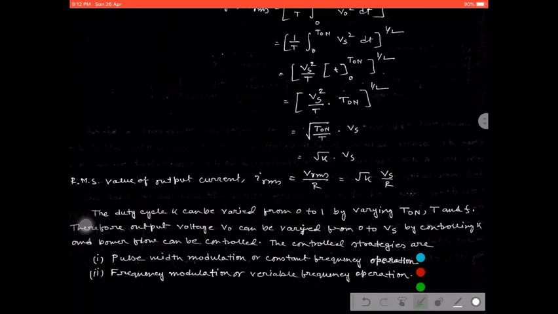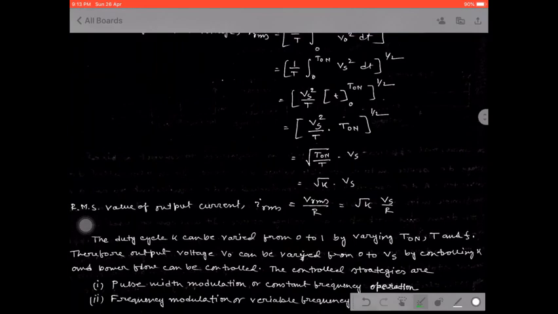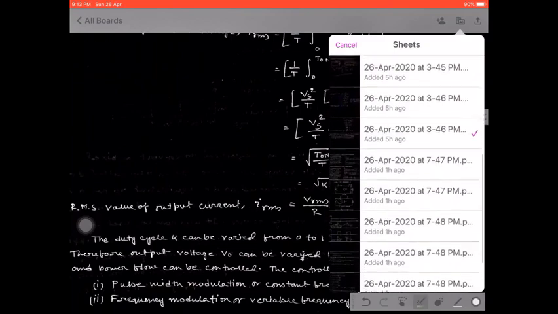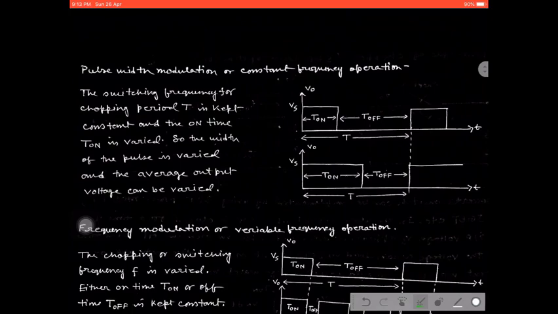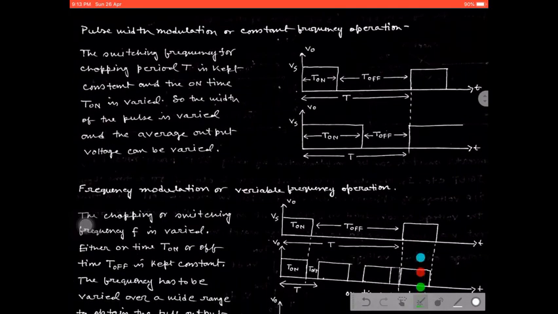That means by controlling this duty cycle, we will get two types of operation for the step down chopper, that is pulse width modulation and frequency modulation. In the first case, we have constant frequency operation, and in the other, variable frequency operation. So please try to understand the meaning of these two terms. That will be reflected on the next slide. See, it's a very interesting part. First, the concept is pulse width modulation. This is the first concept.